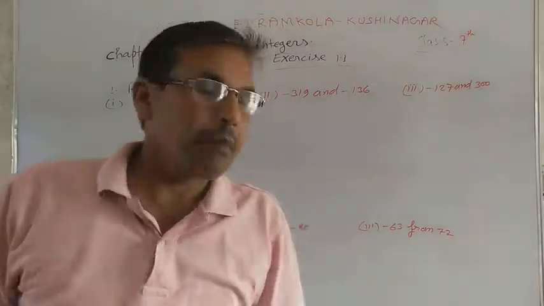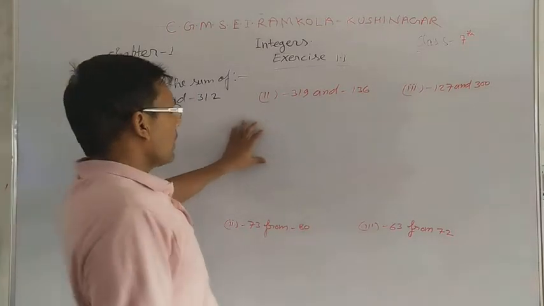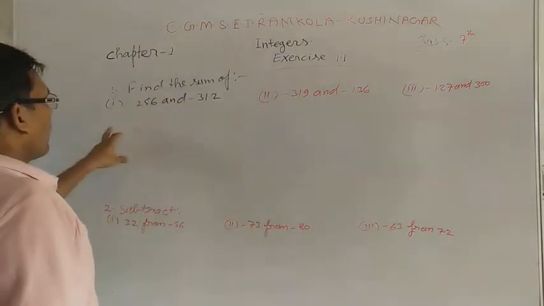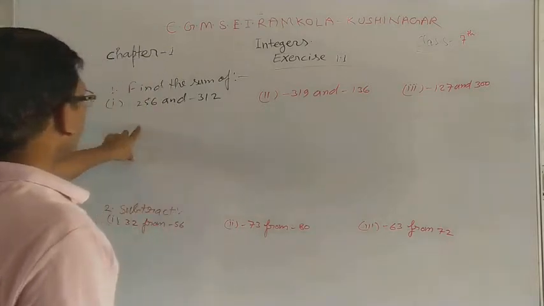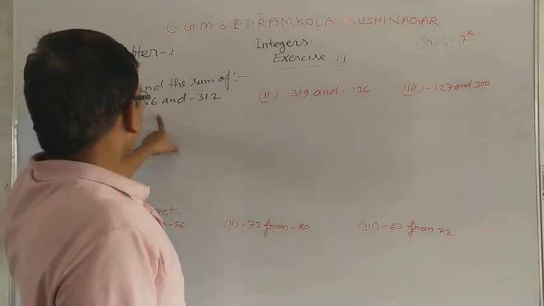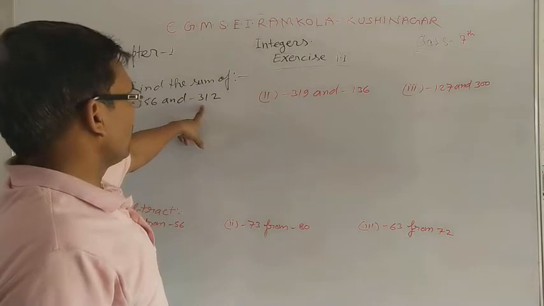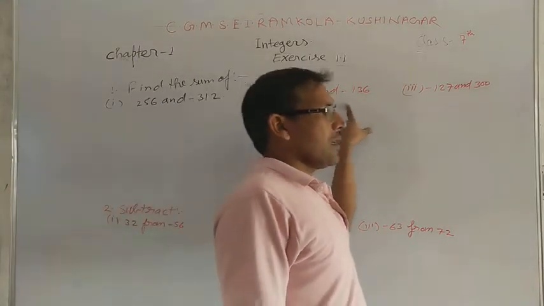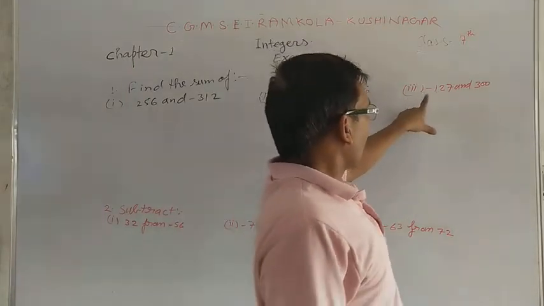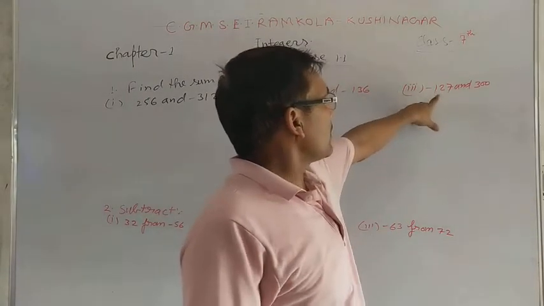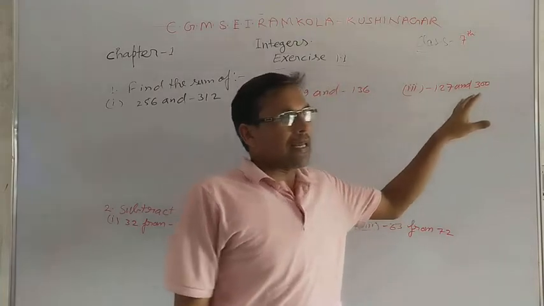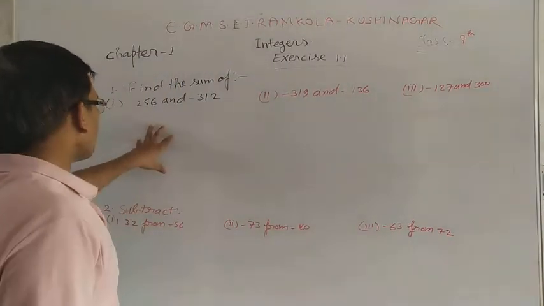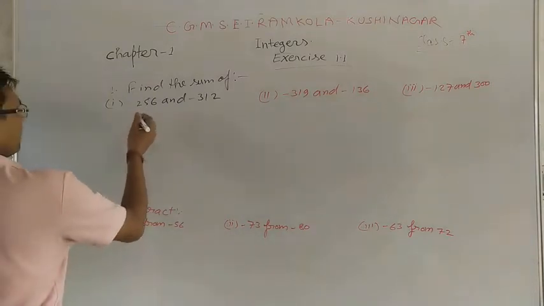If you observe clearly all the three questions, in question number one, you will find that the second integer is minus. In the second question, both the integers are in the minus sign. And in the third question, the first integer is minus sign and the second integer is plus sign. So first of all, we solve the first question.